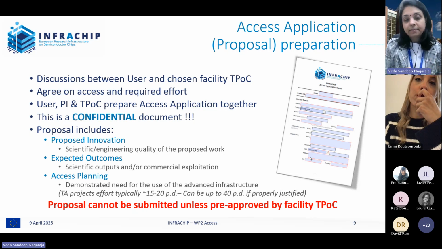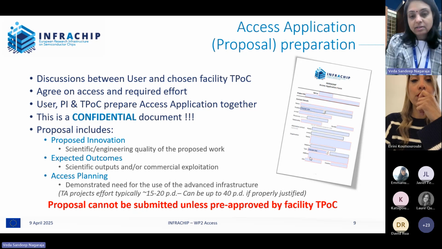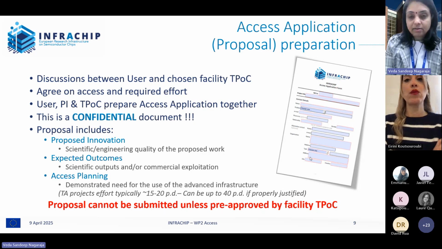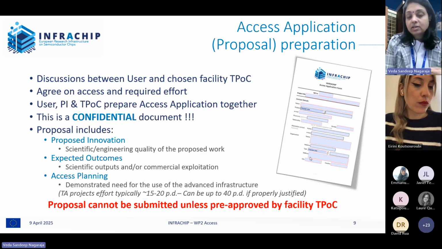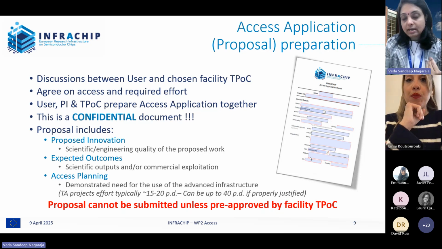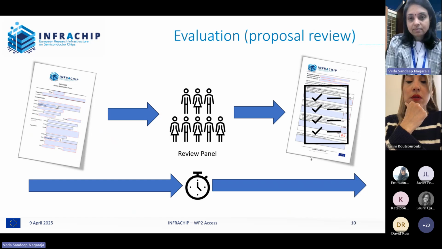If it is anything beyond, then you have to justify why you need a larger access, because it's after all the taxpayers' money, and you have to justify why you need that many percent days, because it's a commission which provides this amount for you all to access. So everything in INFRACHIP for the user is free. That means the person's time who's doing the job gets covered, the consumables get covered, and also the equipment time required for that project gets covered from the project money.